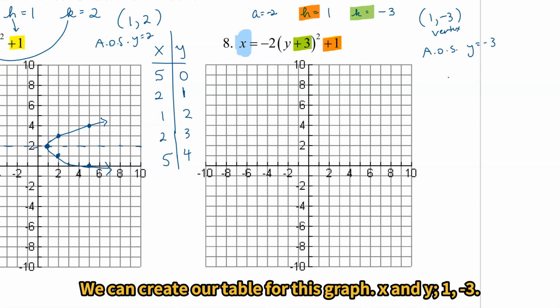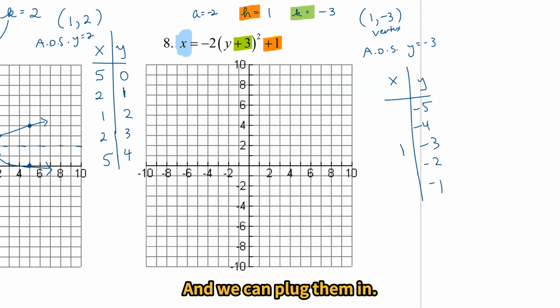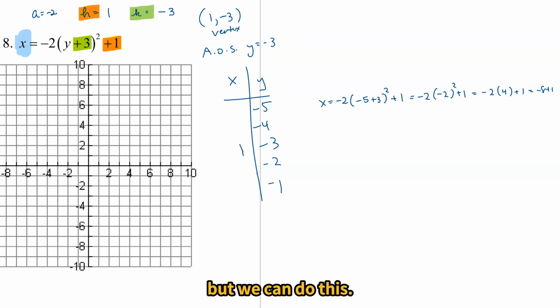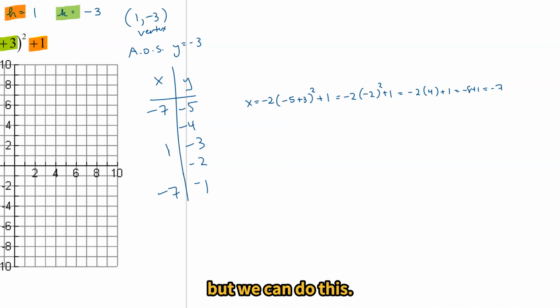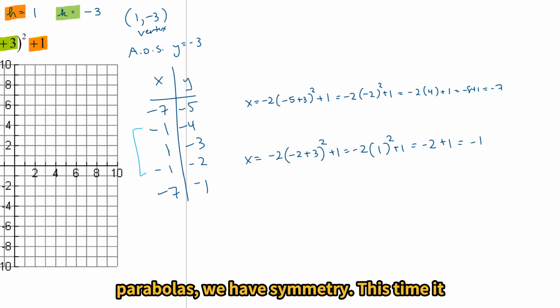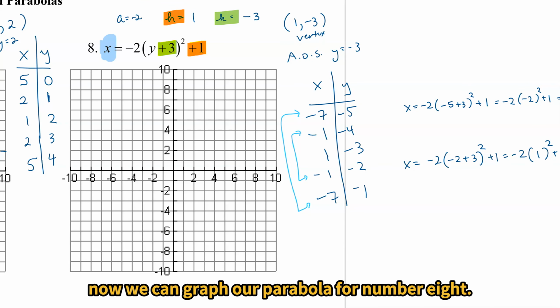We can create our table for this graph, x and y, (1, -3). I'm going to choose values for y and plug them in, -4, -5, -2, -1, and we can plug them in. Might take a little more work here, but we can do this. And just like our function parabolas, we have symmetry. This time it's present in the x values in the table for our parabola. Using our ordered pairs now, we can graph our parabola for number 8.